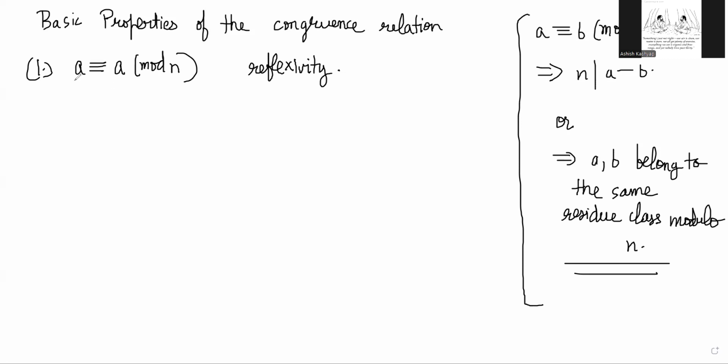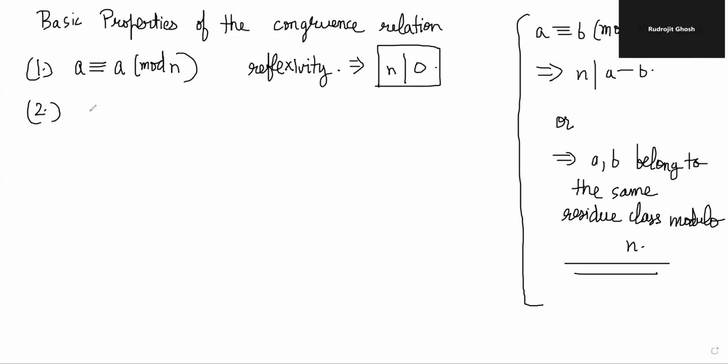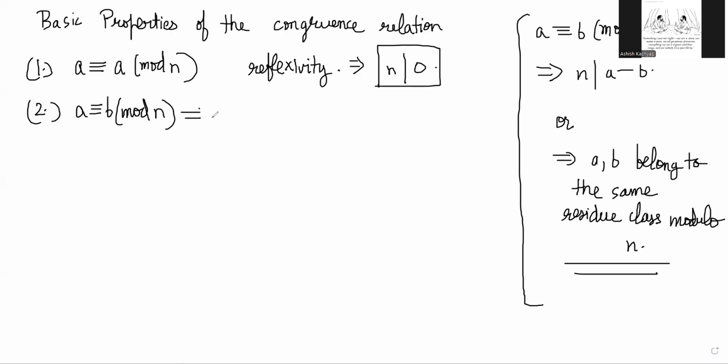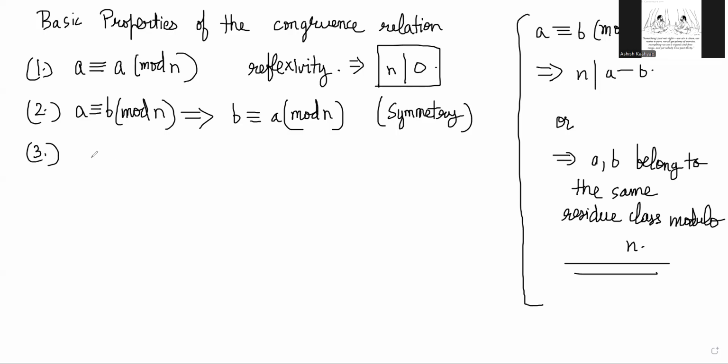By reflexivity, with itself the relation is true, because clearly n divides 0, because any integer divides 0, and 0 is A minus A, right? Then we have the symmetry property also. If A is congruent to B mod n, that implies B is congruent to A mod n. There is no issue with symmetry, because n divides both A minus B and B minus A. There is no issue there.